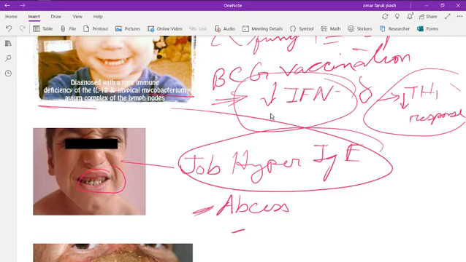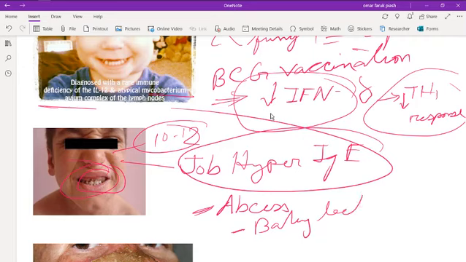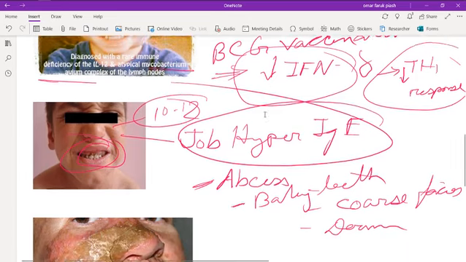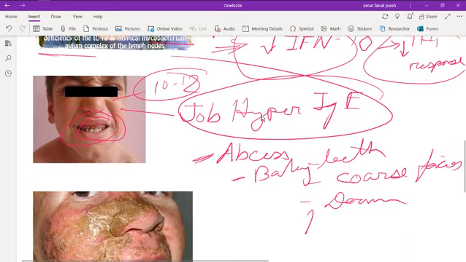This boy is probably 10 or 12 years old, but he has already retained baby teeth. The retained baby teeth is the second feature, and the third one is coarse faces. Look at the face. The face is coarse, and there is a dermatological problem. As the name suggests, there is increased IgE, hyper IgE, and F for fracture.